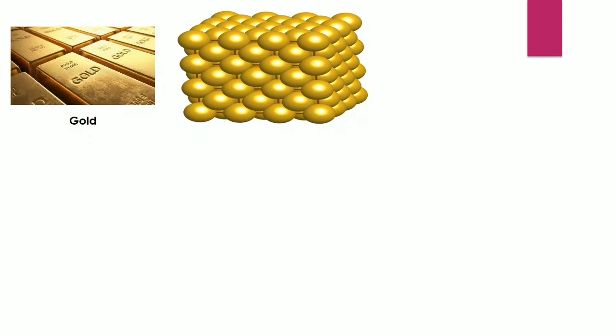Here is an example of an element, which is gold. Gold is an element made from gold atoms. You can see gold is only made of one type of atom, which is gold. And this is the arrangement of the gold atoms in solid state. The gold atoms are arranged and packed in an orderly manner.